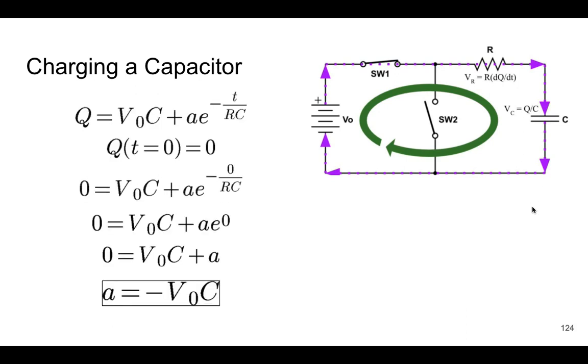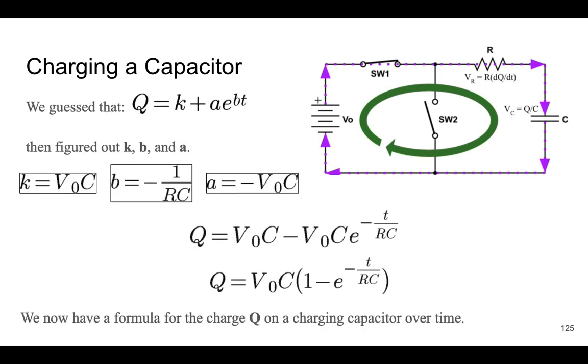So you do some more stuff. You can pause the video, or you can go back to the actual slides that are on Google Classroom if you want to follow this all the way through. But you figure out what a is. So now you have the whole thing, and you now have a formula for the charge q on the capacitor over time.